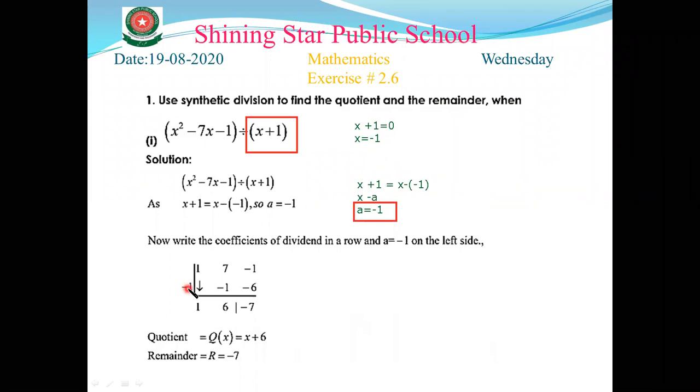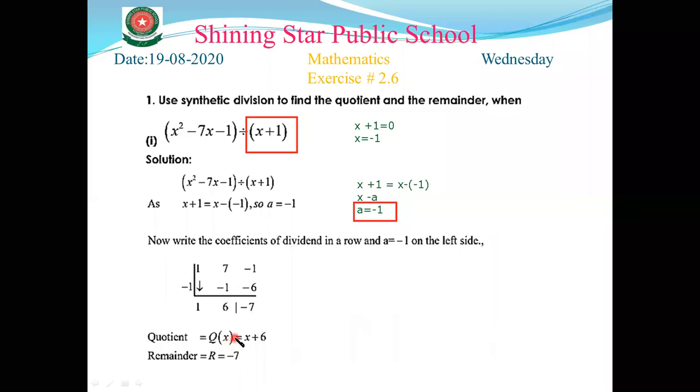Now we write this equation x square minus 7x minus 1. We only write the coefficients, as we know the coefficients a, b and c. So when we write the coefficients, it gives you 1, minus 7, minus 1. Now the first term we take as it is here, 1. Now 1 minus 1, that is 1, and minus 1, minus 7 minus 1, that is minus 6. Now we multiply minus 1 with minus 6, so it will give you 6. Minus 1 plus 6 is 5.